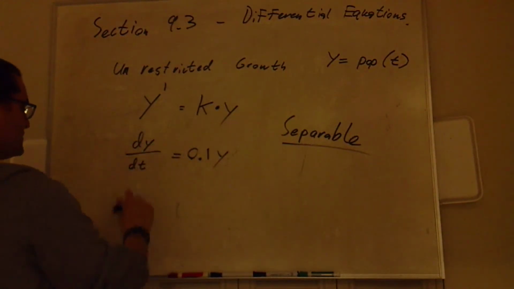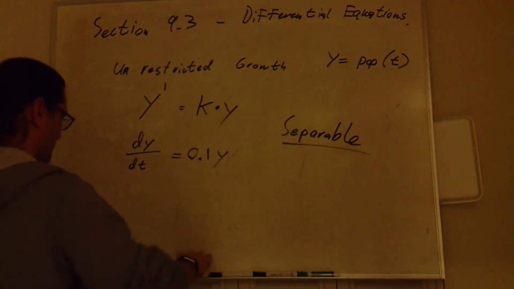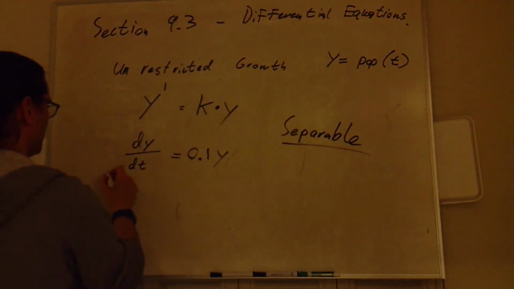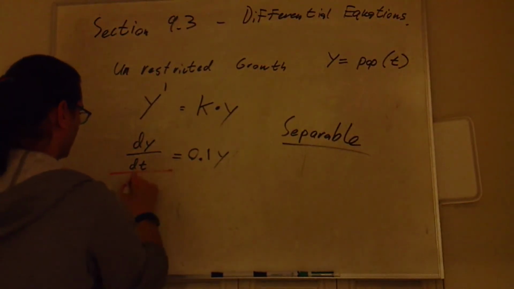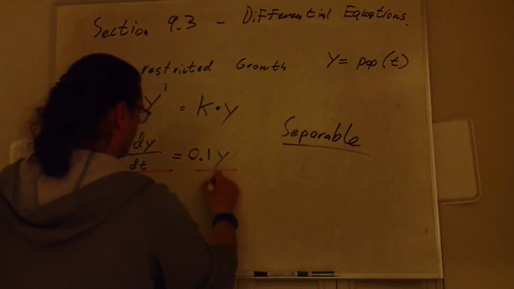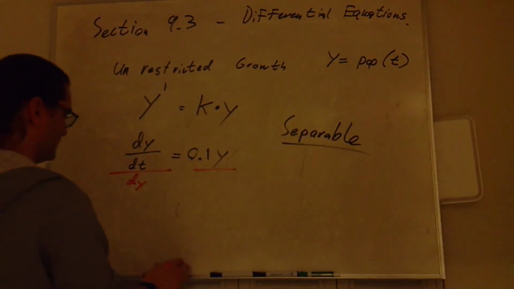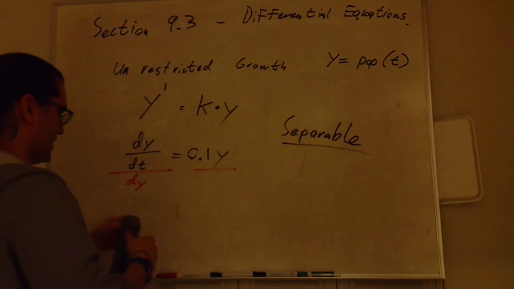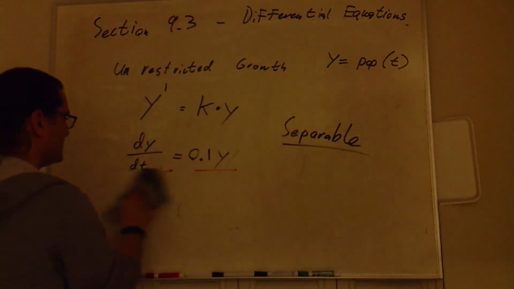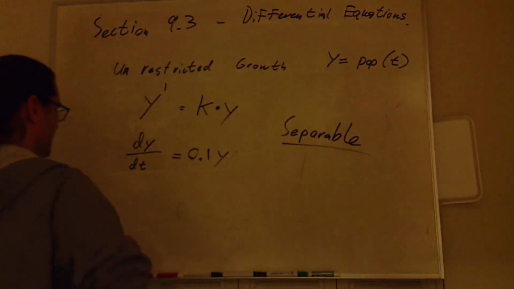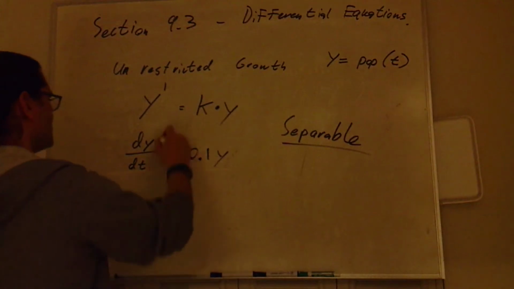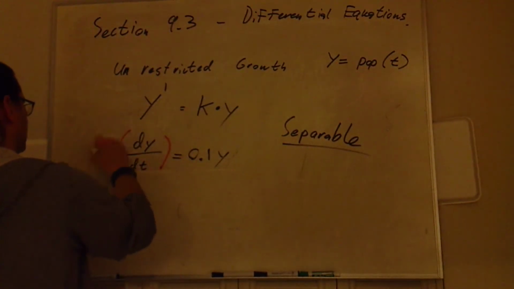All I have to do to separate this is divide both sides of this equation by dy. Oh, no, sorry. I need dy to stay on top. I apologize. dt is what needs to move. I'm going to multiply both sides of this equation by dt.